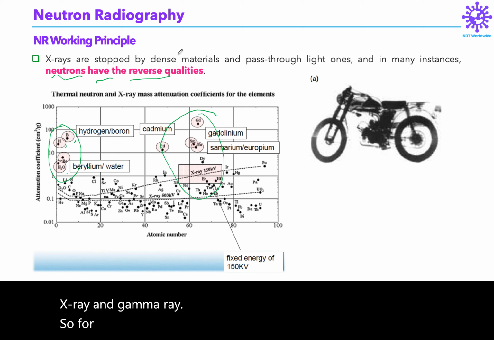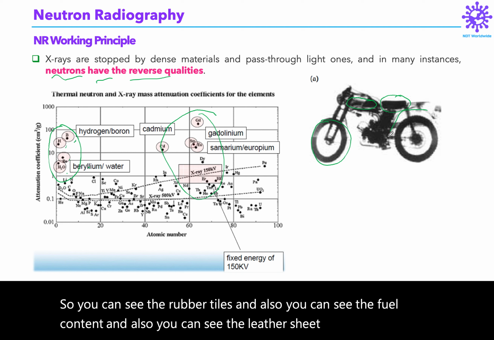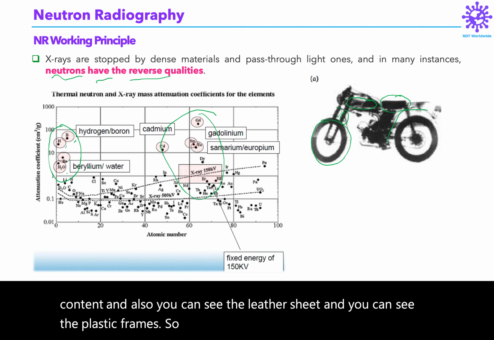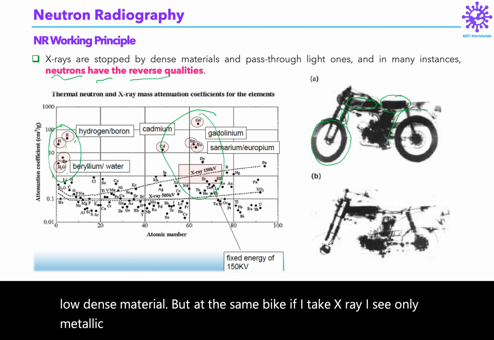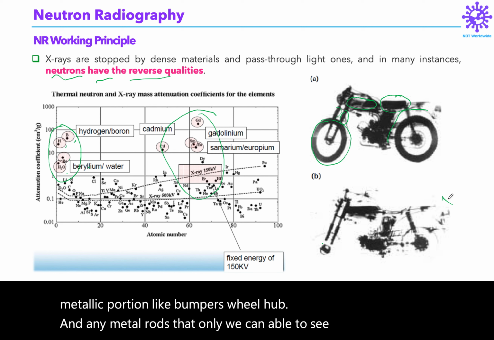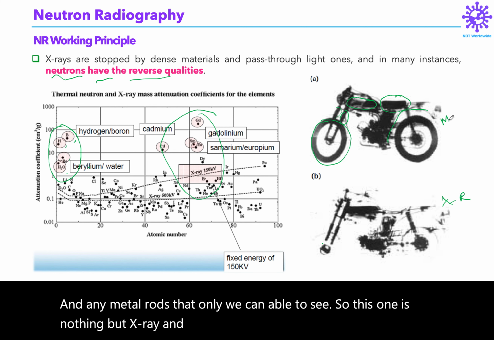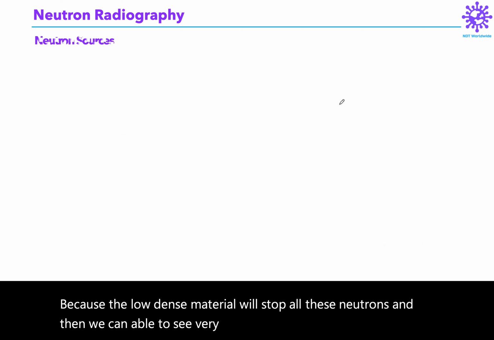For example, if you take a neutron radiography of a bike, you can see the rubber tiles, the fuel content, the leather sheet, and the plastic frames. Plastic, rubber, everything low-density you can see. But for the same bike, if I take an X-ray, you see only the metallic portions like bumpers, wheel hub, and metal rods. So this one is X-ray, and this one is neutron radiography. Because the low-density material will stop the neutrons, we are able to see it very clearly.